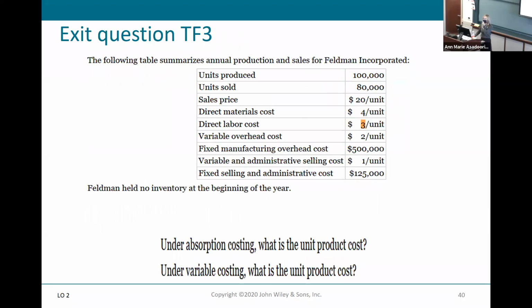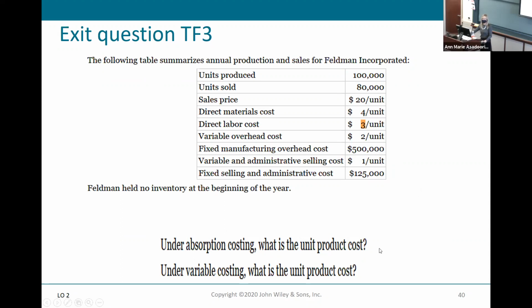Okay, so this is your exit question today. Here's another problem. We're looking at units produced 100,000, units sold 80. So net income is going to be higher under which income statement? Absorption. Okay. Selling price, direct material, direct labor, variable overhead. Here's your fixed factory overhead in total. And then the variable cost per unit is 1, and the fixed selling and administrative costs are 125.